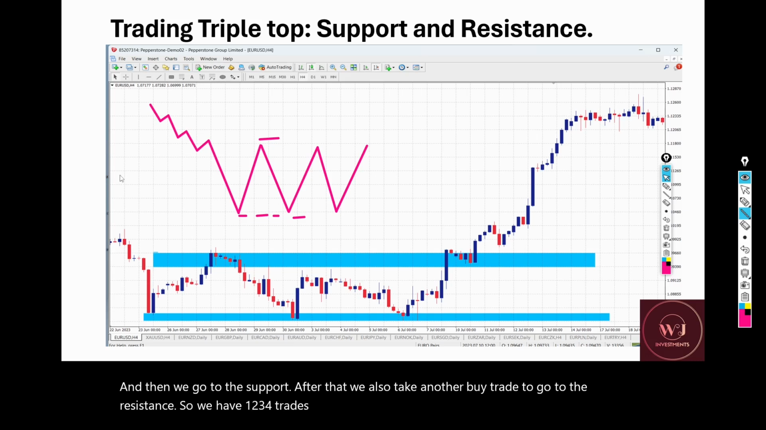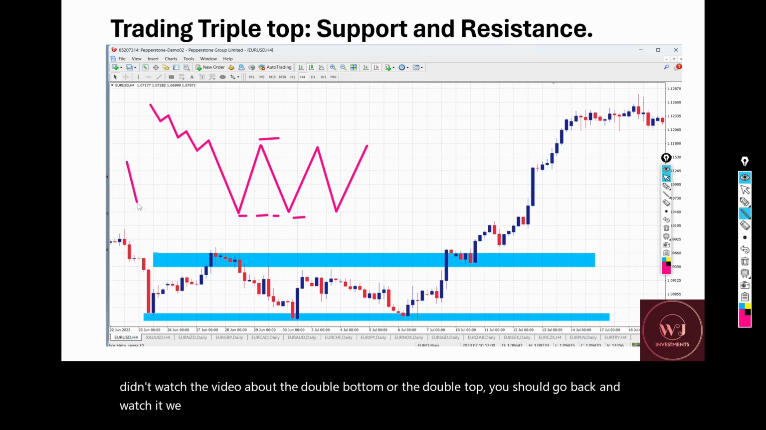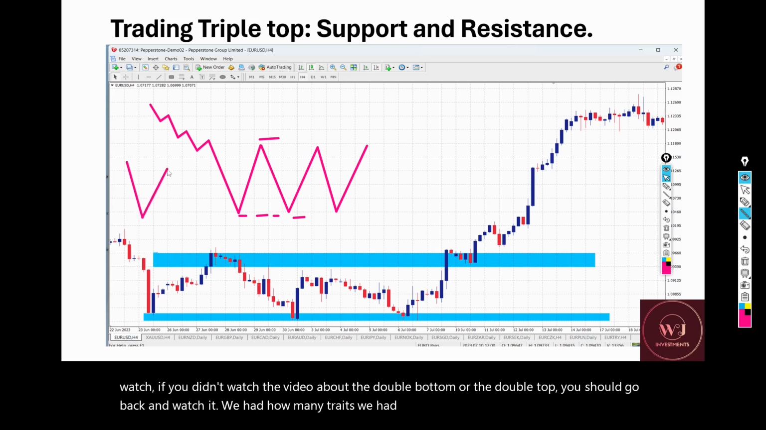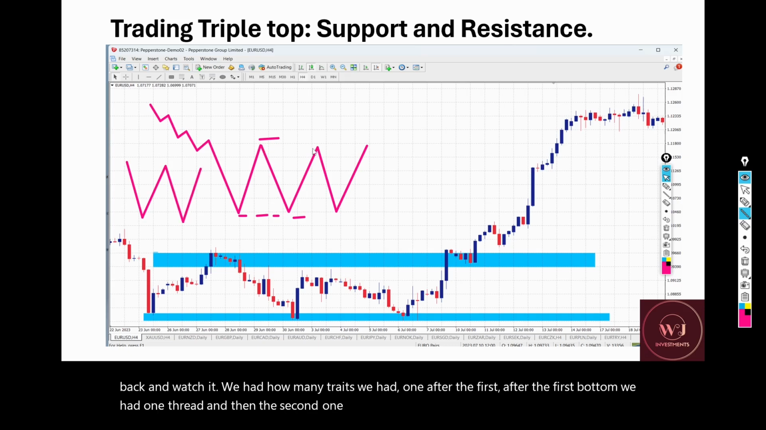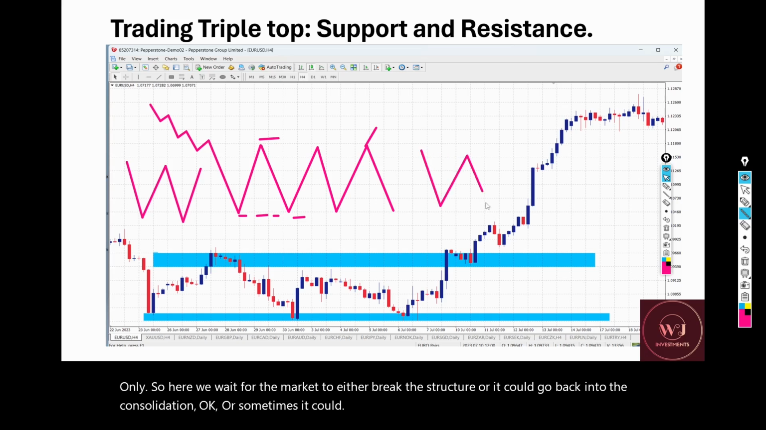And remember, in the double bottom, if you didn't watch the video about the double bottom or the double top, you should go back and watch it. We had how many trades? We had one. After the first bottom, we had one trade and then the second one. But here we have 1, 2, 3, we have 4 trades only. So here we wait for the market to either break the structure or it could go back into the consolidation, or sometimes it could make a structure like this.